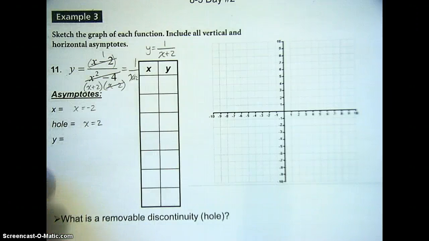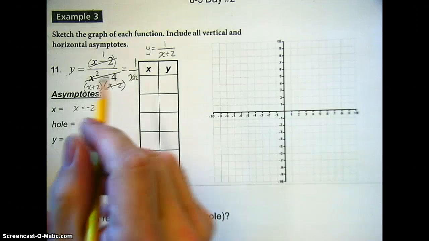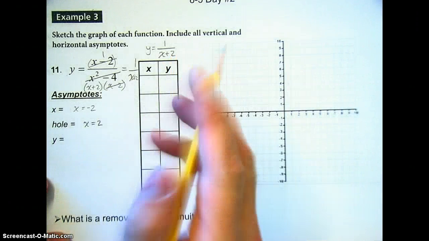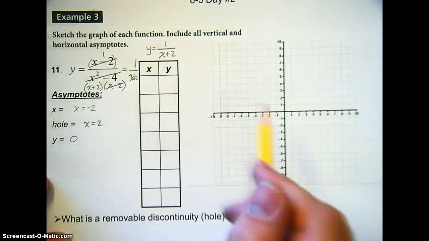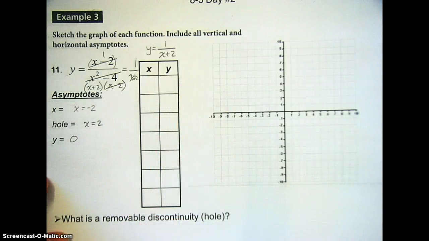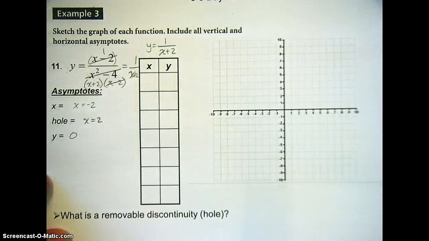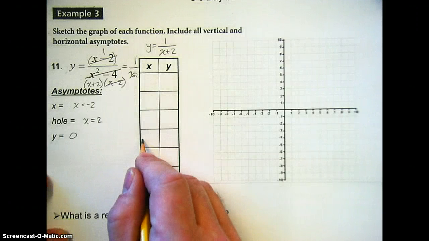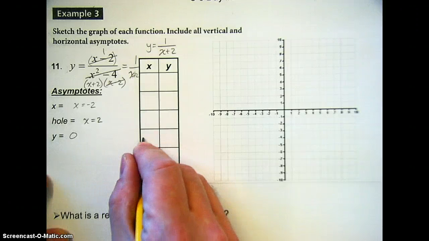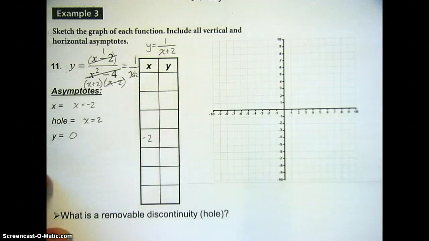Tell your neighbor where the y asymptote is. Okay, volunteer? Sophie? 0. In fact, what's our k value? 0. All right. Remember, that's our asymptote. So when we build our table here, we're going to put in our asymptote first. And I want to be able to get 3 points on either side of it. Now, in your tables, have I given you 3 on each side? Yeah. Okay, good.